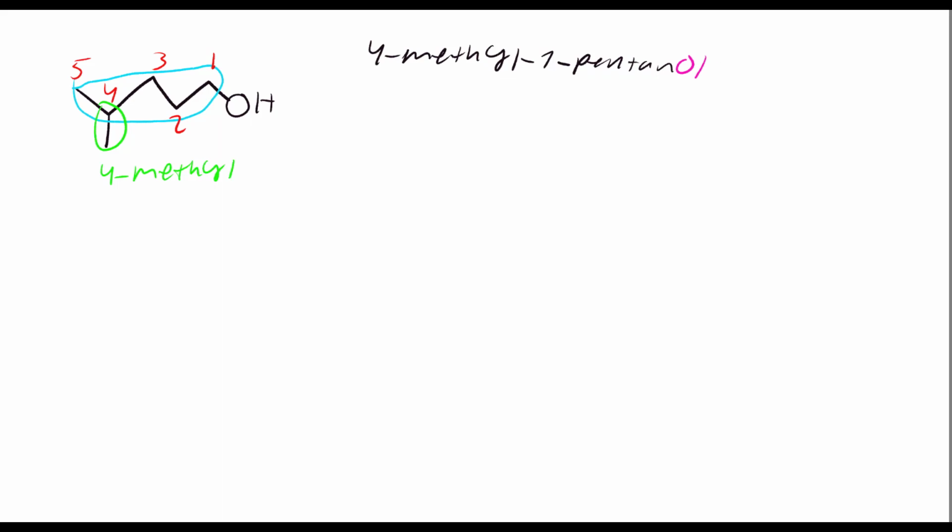Now, another way you can name it is that you can say 4-methylpentane, and then 1-ol. So it could be 4-methyl-1-pentanol. It can also be 4-methylpentane 1-ol. You're just shifting the 1 between here. And that's perfectly fine. You might see that on an exam.